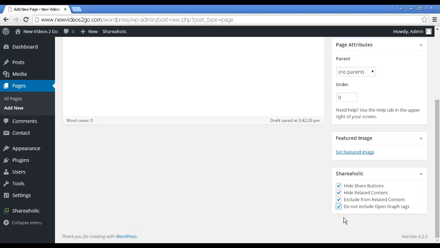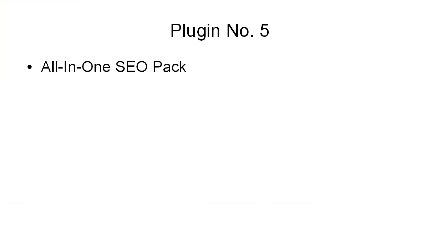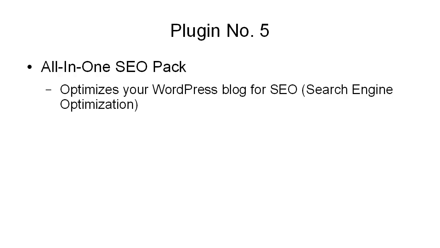Okay, let's move on to the next plugin, which is probably the best one of all. Okay, I've saved the best for last, and this is plugin number 5, the All in One SEO Pack. And this optimizes your WordPress blog for SEO, or search engine optimization.